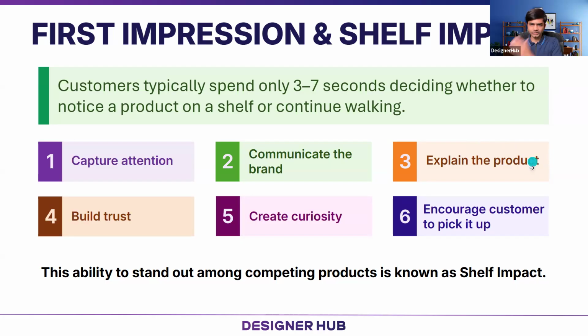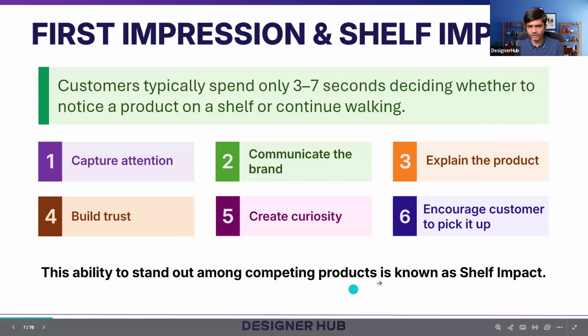Now, between this, all that happens is, one is the designing of the labels, then you have to print it, and then you have to put it on the product, and that's when the final product comes. So it's not just that you have to design the label, you have to understand the end to end production. Only then will you be able to design it rightly. So this ability of making it stand out from the competing products is what is known as shelf impact.